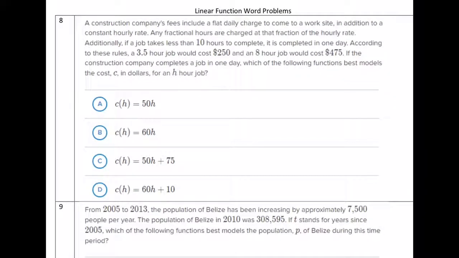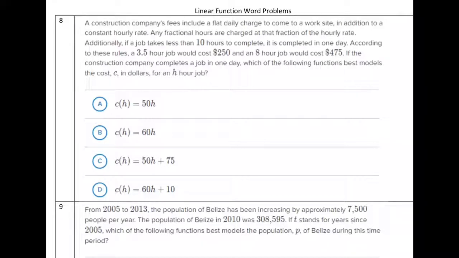Number 8. A construction company's fees include a flat daily charge to come to a worksite, in addition to a constant hourly rate. Any fractional hours are charged at that fraction of the hourly rate. Additionally, if a job takes less than 10 hours to complete, it is completed in one day. According to these rules, a 3.5-hour job would cost $250, and an 8-hour job would cost $475.